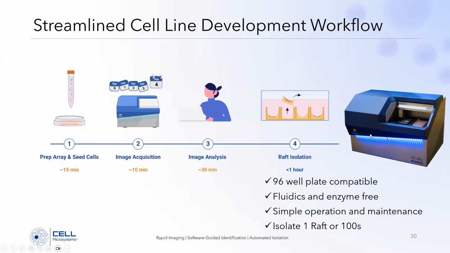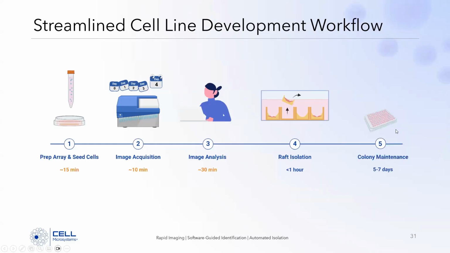The air system is very easy to use, simple operation and maintenance, and it can pretty much be learned very quickly, and you can get off the ground with all of the protocols that already exist in your lab. It's also very adaptable. You can isolate one raft or hundreds. The choice is yours. So within a single array, you may have 600 or 700 colonies. You could transfer all of them, or you could just transfer a dozen. So the choice is yours.